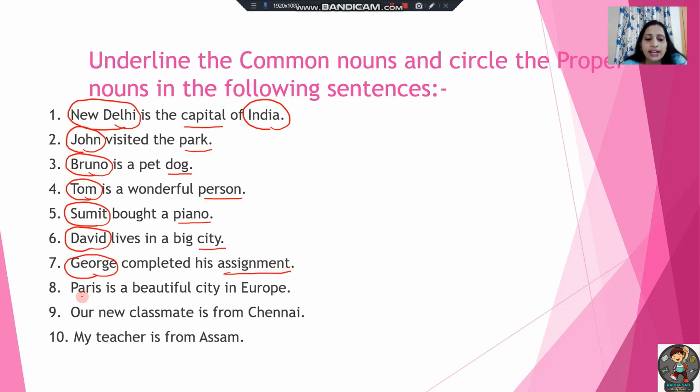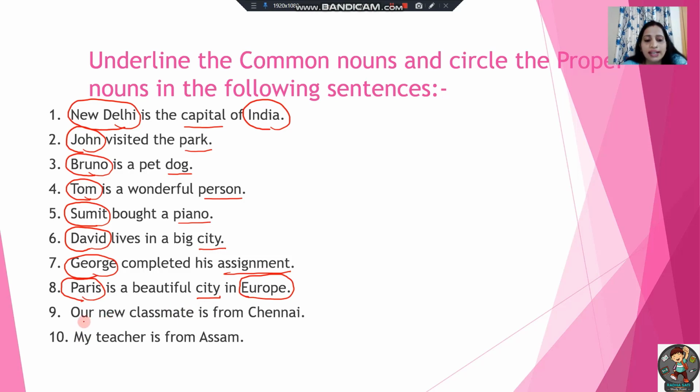Now in the next sentence, Paris is a beautiful city in Europe. So we are talking about a particular place. We have given the special name to the place. So that's why Paris will be a proper noun. And Europe will also be a proper noun. So we will circle these two. And city, it will be a common noun. So we will underline this.